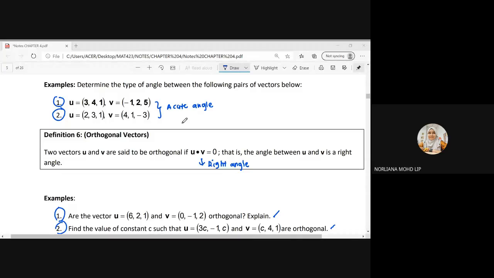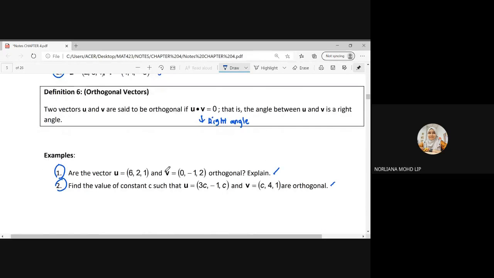Okay, tadi dapat ni. Okay, dapat berapa ni tadi? 10. Di mana? Ni. Orthogonal. U dot V equal to 0 kan? Yes. So it is orthogonal. Okay, find the value of C. Ada dapat 2 kan nilai dia.